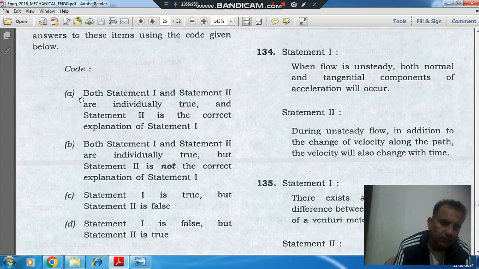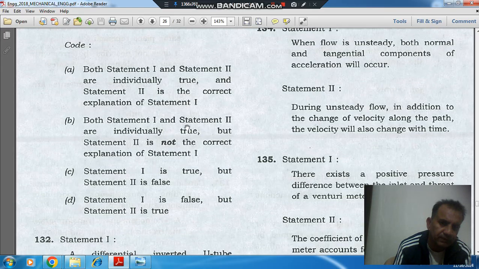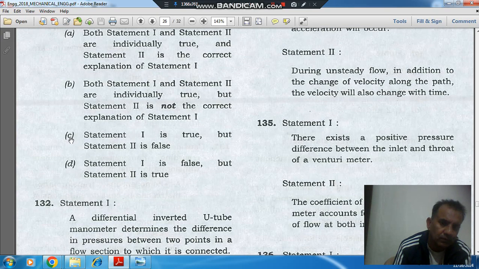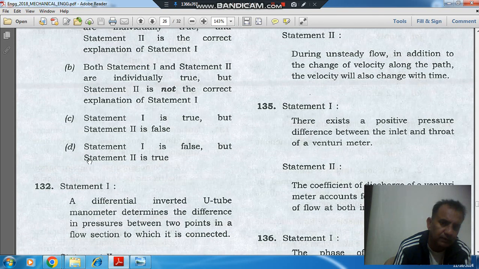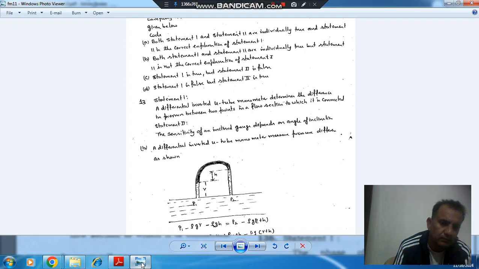Codes are: Option A, both statement 1 and statement 2 are individually true, and statement 2 is the correct explanation of statement 1. Option B, both statement 1 and statement 2 are individually true, but statement 2 is not the correct explanation of statement 1. Option C, statement 1 is true, but statement 2 is false. Option D, statement 1 is false, but statement 2 is true.